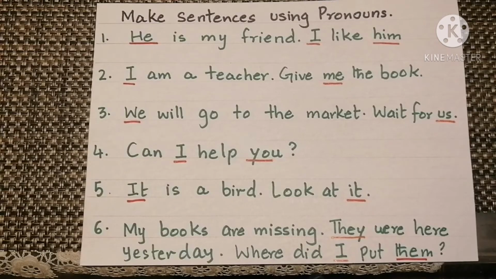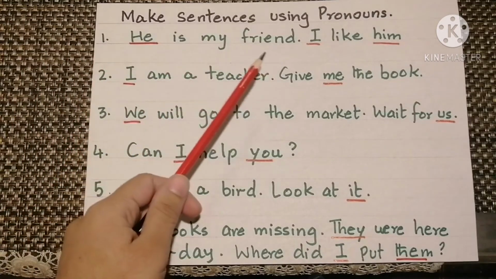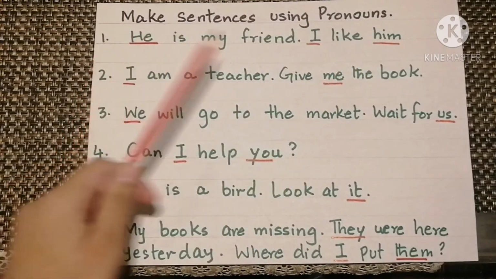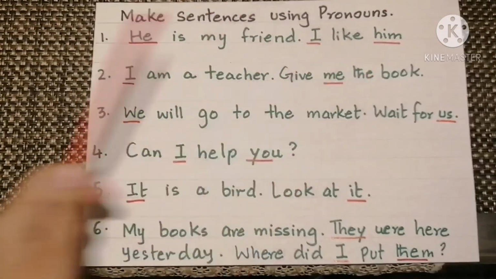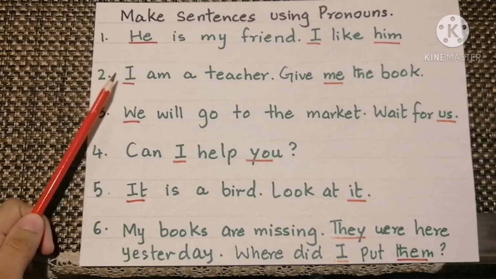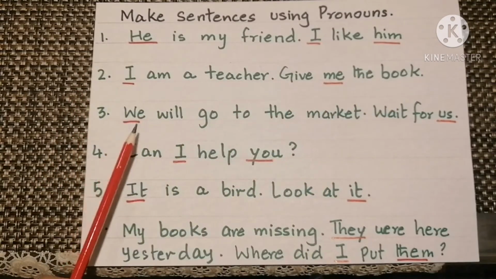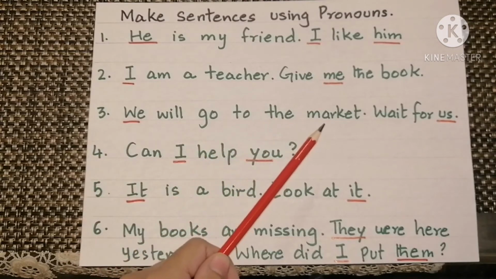Let's make some sentences using pronouns. He is my friend. I like him. Here he, I and him are pronouns. I am a teacher. Give me the book. We will go to the market.